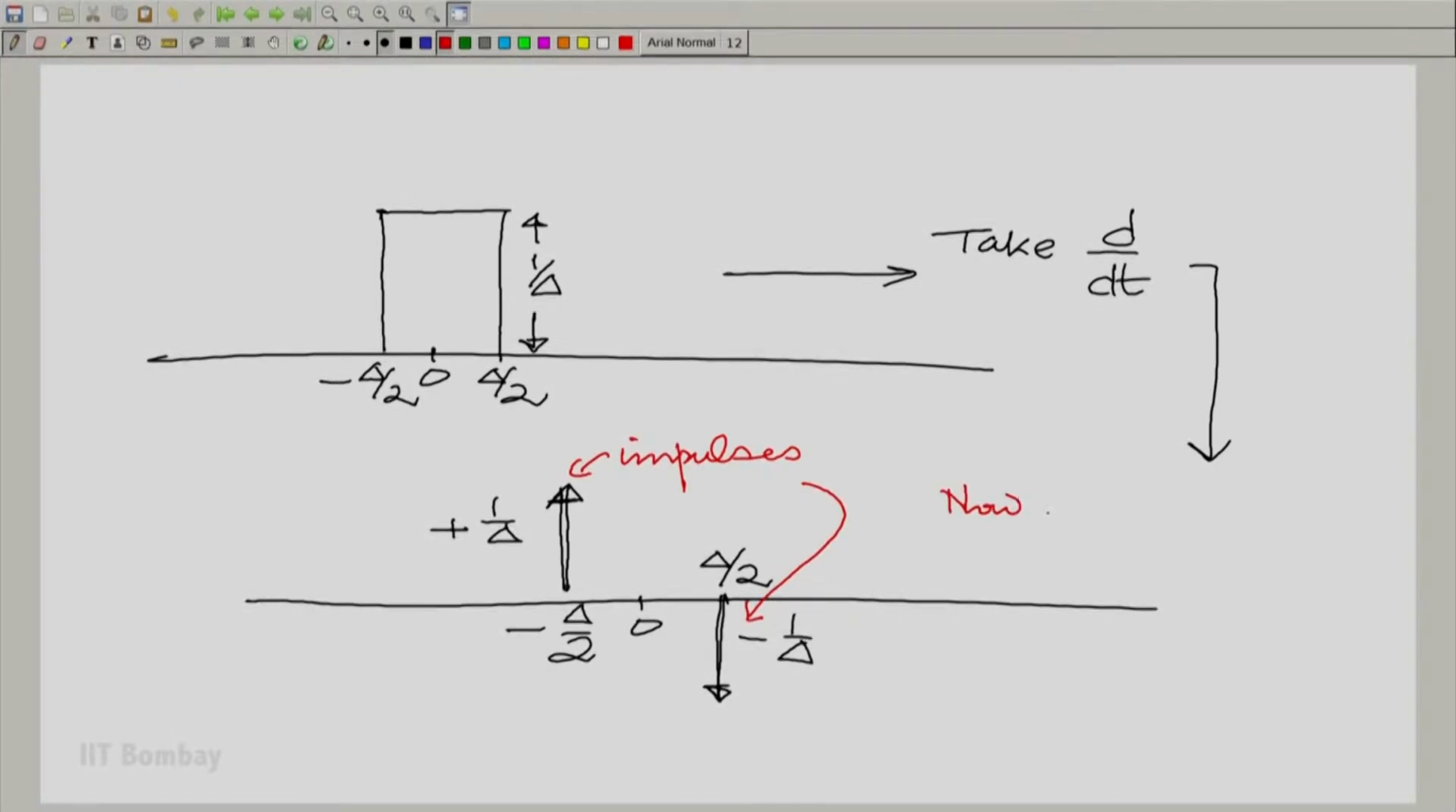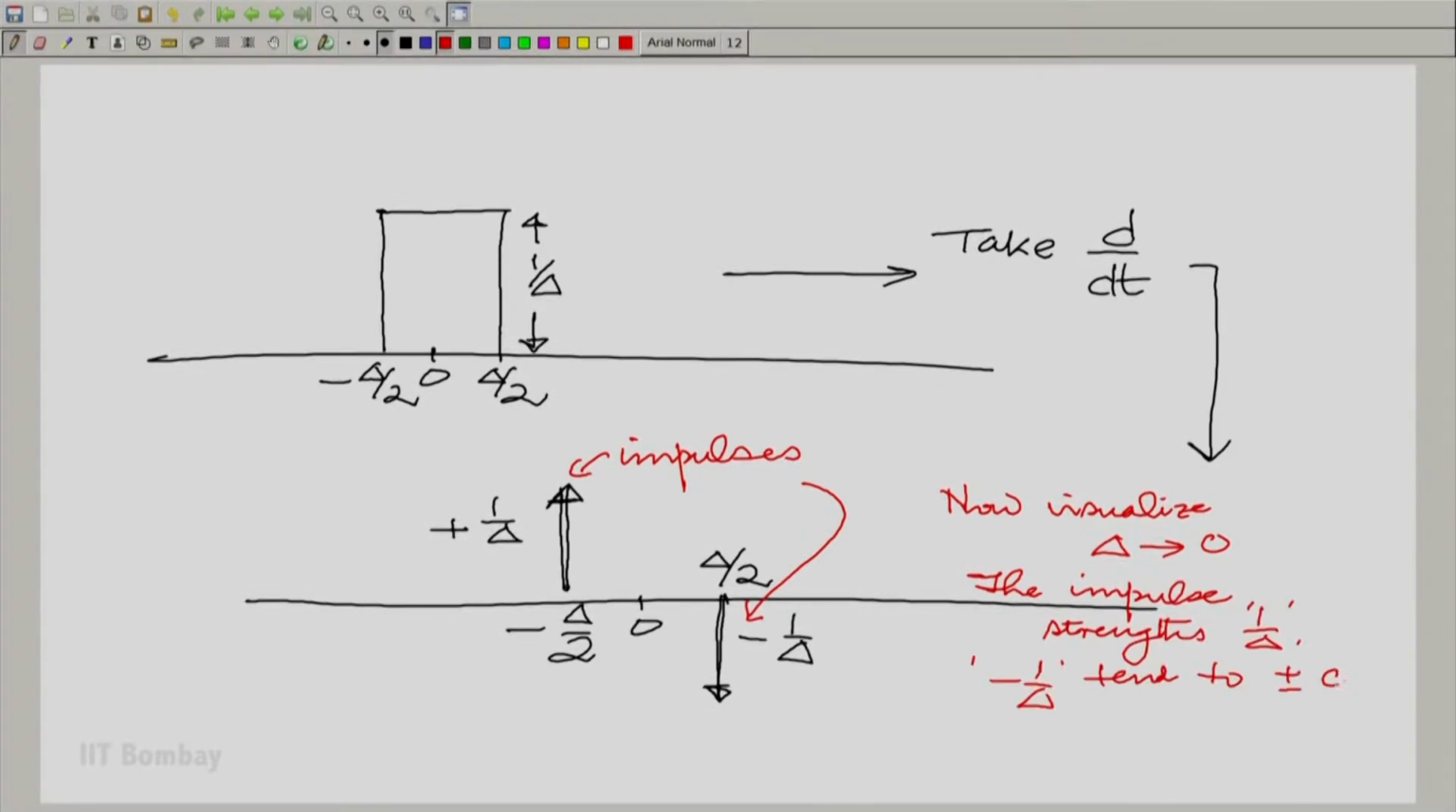Now, visualize capital delta going to 0. Two things happen. The impulse strengths tend to infinity and the impulses come very close, arbitrarily close. It is called a doublet because there are two impulses, both of them becoming infinitely strong, stronger and stronger, coming together and almost fusing. In principle, what does this doublet do?